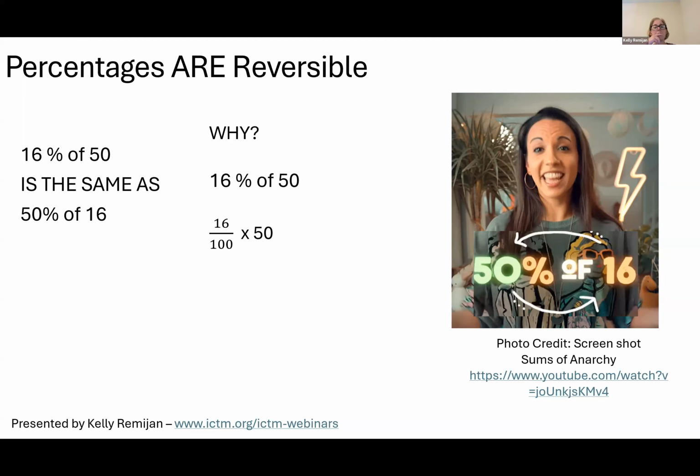Now, 50 is the same thing as 50 over 1. And because I know that multiplication is commutative, that means instead of taking 16 times 50, I can take 50 times 16. And if I look at this, 50 over 100 is really the same thing as 50%. Times is really the same thing as of. And 16 over 1 is really the same thing as 16. And so this shows why percentages are reversible.